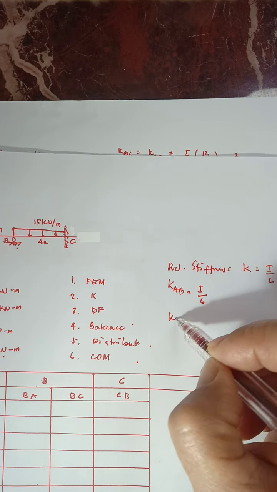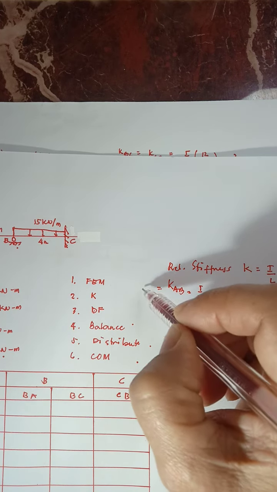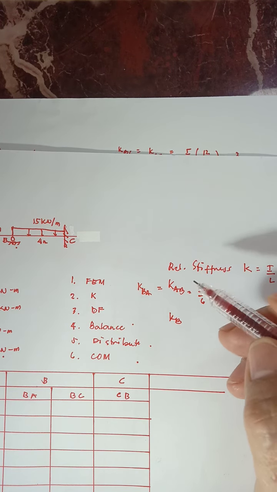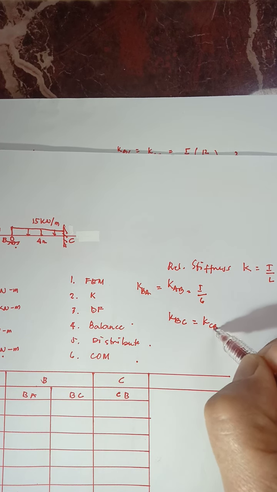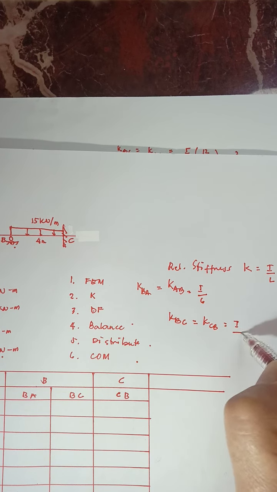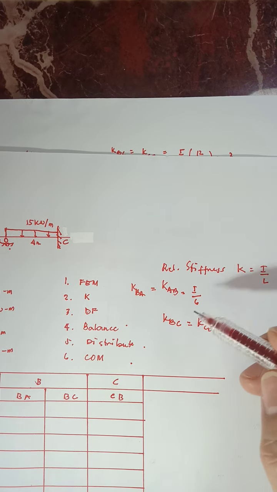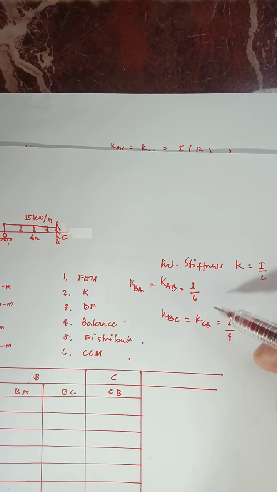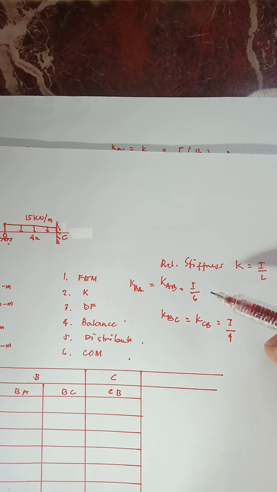Okay, and for KBA, excuse me, so this is KAB, which is also equal to KBA. Okay, so for member AB and member BA, they are the same. So KBC, which is also equal to KCB, is I over the length of member BC, which is 4. Now, so that we'll have whole numbers for the value of the stiffness factor, we will find a common multiple of this magnitude of the stiffness.